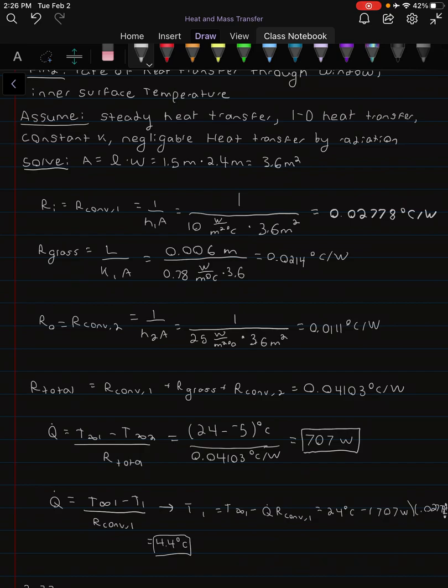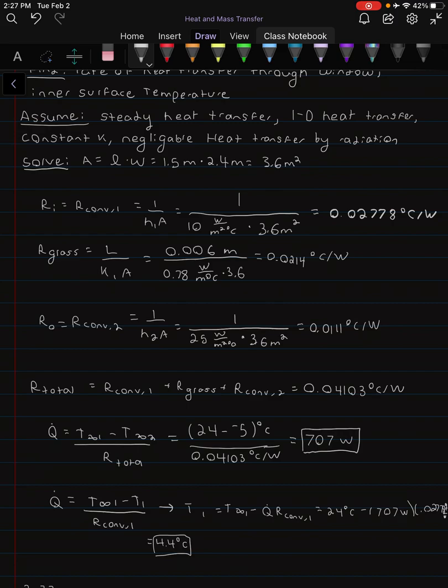So first, you can find the area by taking the length times width, which are both given. Then R_i is just the convection through the first area, so that's 1 over h1 A. Plug in those values, you get a value. Your R_glass is L over kA, same idea. Plug in the values, you get a value. R_o is R_convect2, same idea as R_convect1. And then R_total is all of these added together.